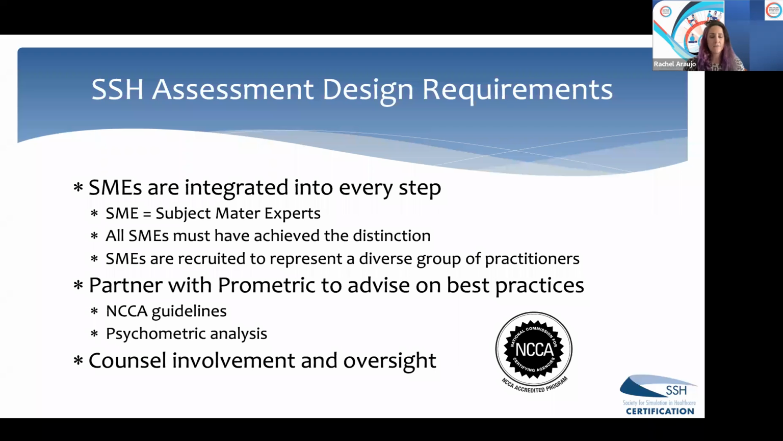We also have a certification examination council, and we rely heavily on their involvement and oversight as well throughout the assessment design process.